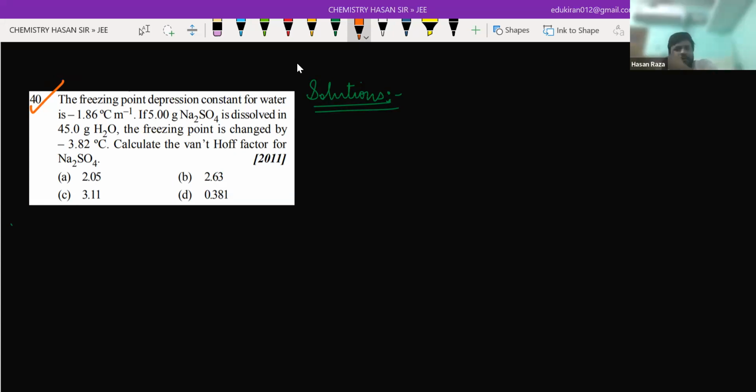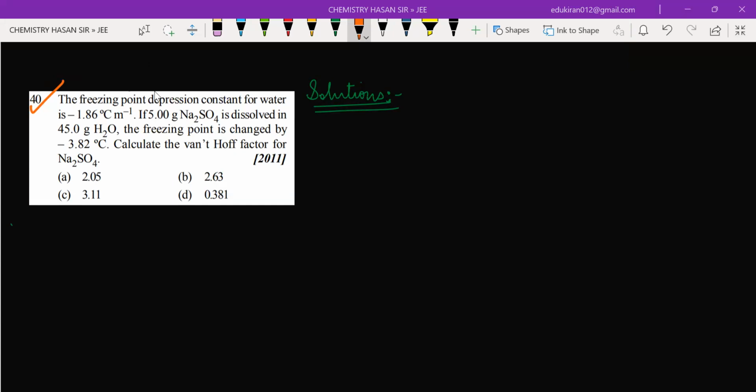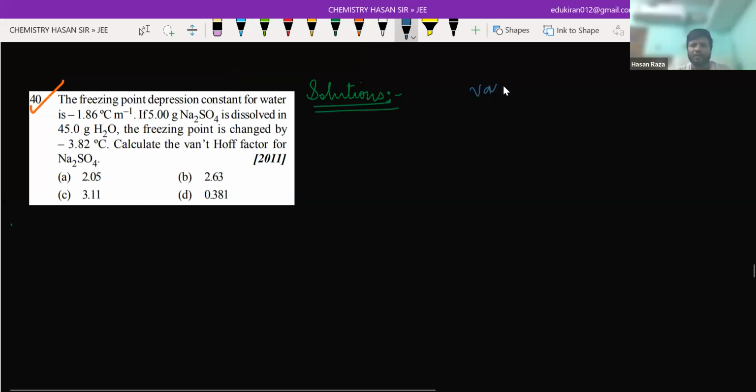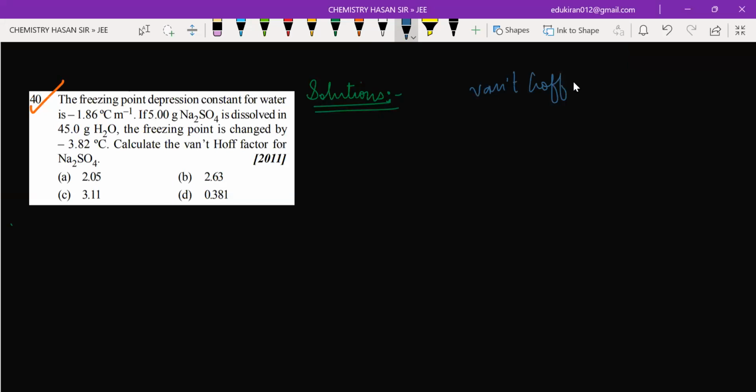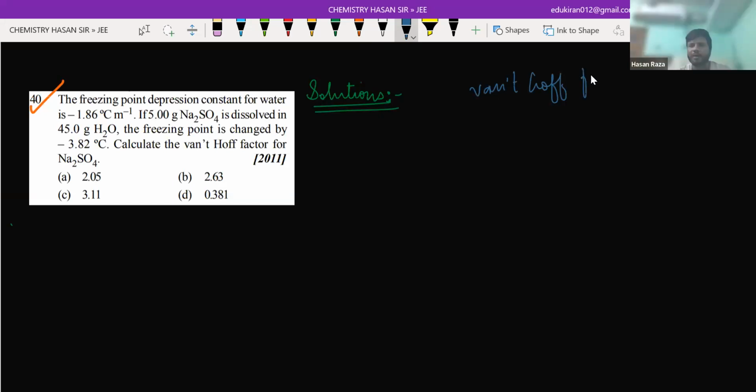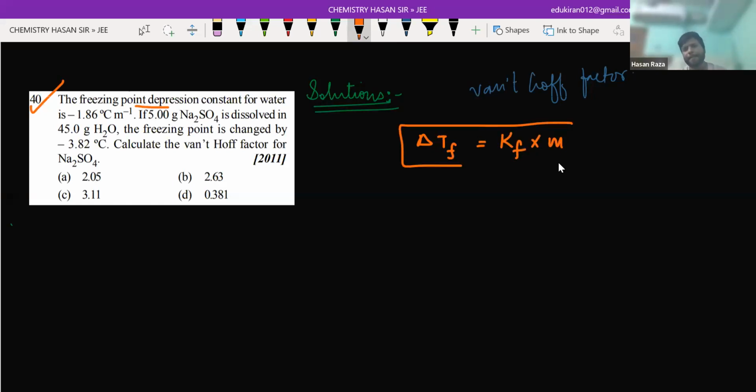Any answer, Shahid? No, sir. Can you repeat? Should I explain now? Yes. Okay. So you have heard of this Van 't Hoff factor, right? Yes, sir. And in the formula after Van 't Hoff factor, it is about the freezing point. That means delta TF is equal to, before Van 't Hoff factor, when you studied colligative properties, you had a formula Kf into M. Yes or no? Yes, sir.